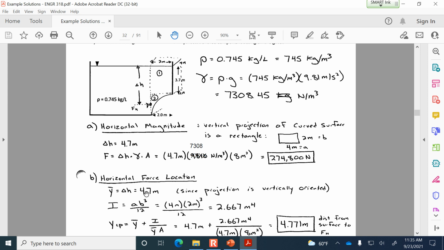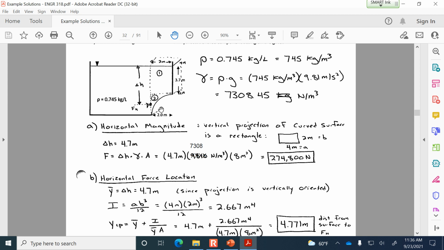and that's 4.7 meters. You can calculate the area moment of inertia, and it's a rectangular shape. So we find 2.667 meters to the fourth. And then y_cp we can calculate with y bar plus I divided by y bar times A.